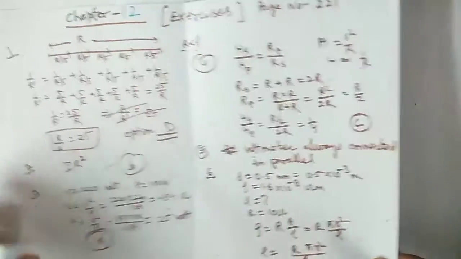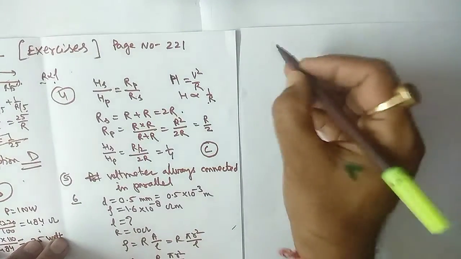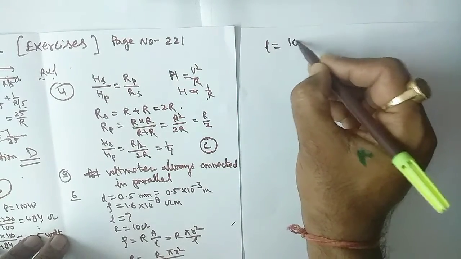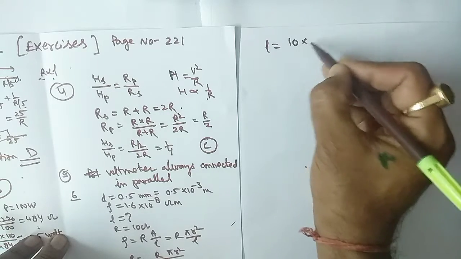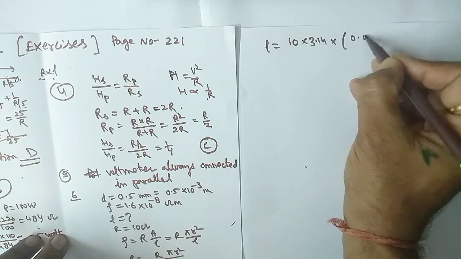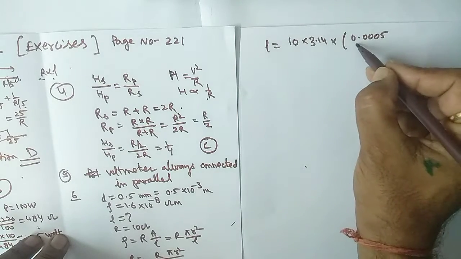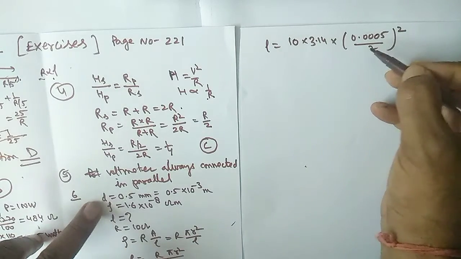Now put all the values and find the answer. I am writing the values. So L is equal to... R is given here as 10, pi is 3.14, and R is 0.0005, that is 10 to the power minus 3, upon 2, because this is the diameter.